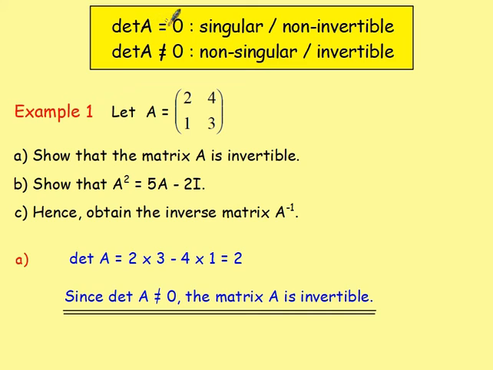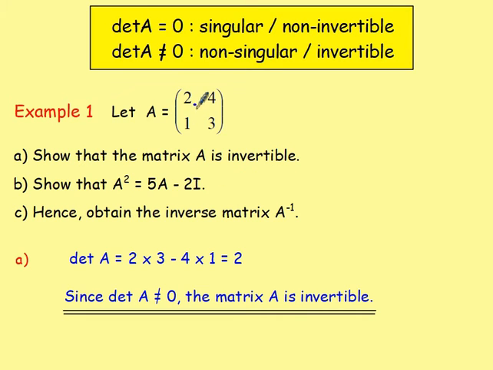So if the determinant is equal to 0, then it means the matrix is non-invertible or singular. And if the determinant is not equal to 0, then you can find the inverse. It's invertible or non-singular. So some examples: let A be this matrix, show that this matrix is invertible. What does that mean?